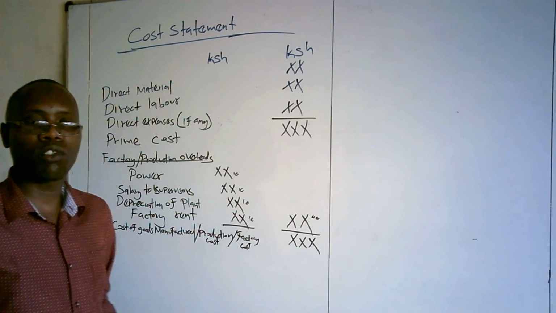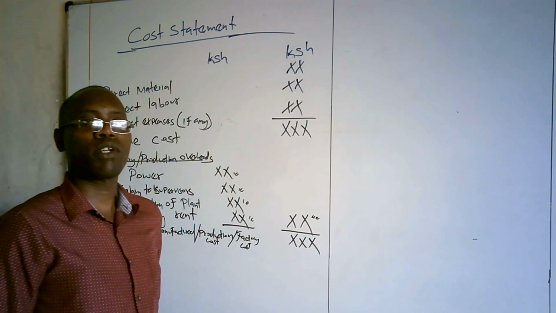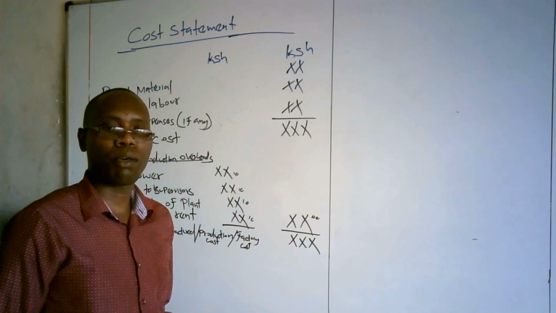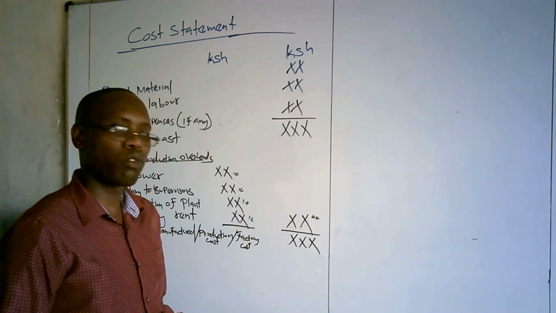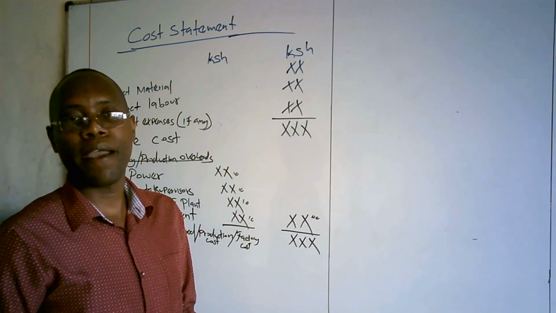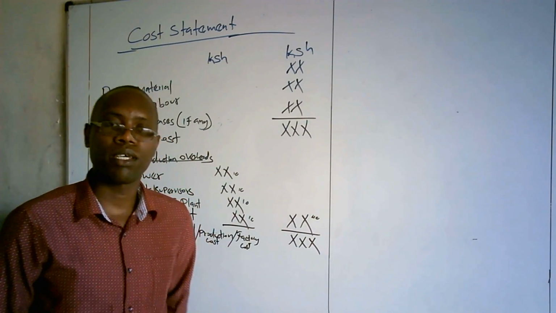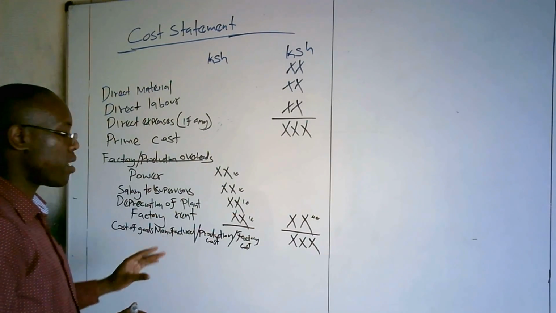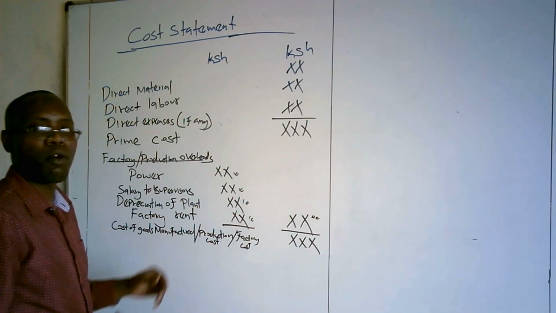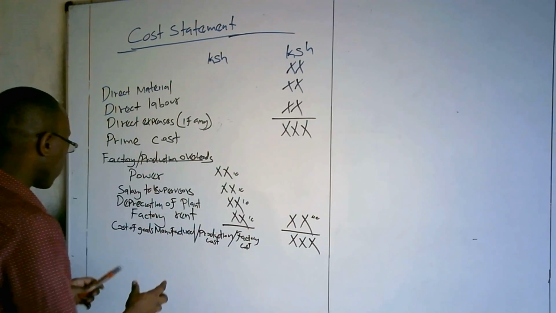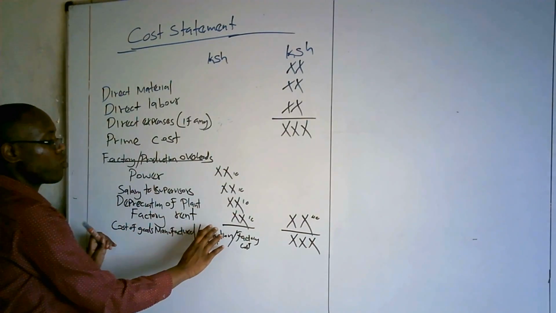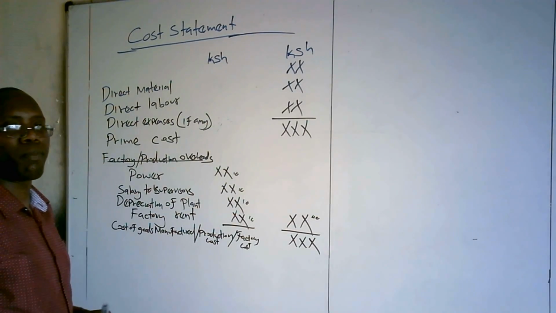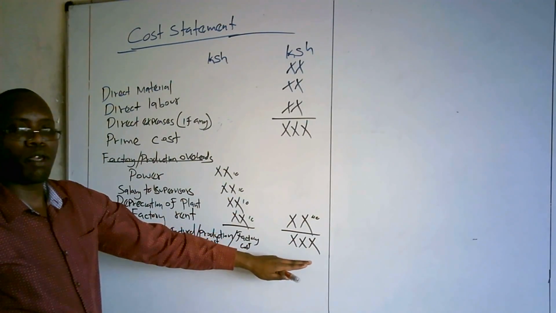That is if they have not given you the opening work in progress and also the closing work in progress. And maybe in the subsequent sessions, I'm going to show you a situation whereby you are given the opening work in progress, and how you can handle it. But these are just simple questions for beginners so that you can understand the format on how to prepare it. So now, up to here, that is going to be production cost, factory cost, or cost of goods manufactured. And then you can put it here.